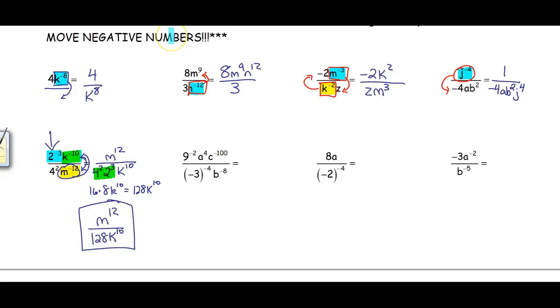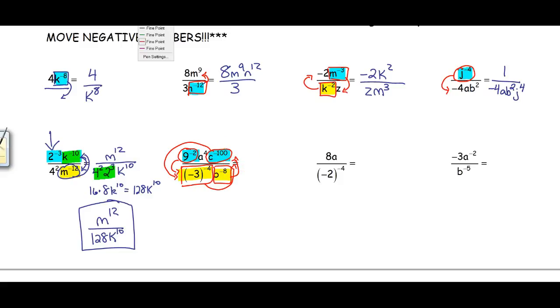All right, next up, 9 raised to the negative 2nd times a to the 4th times c to the negative 100th over negative 3 raised to the negative 4th and b raised to the negative 8th. So I'm going to go ahead and highlight all my negative exponents on the top as well as the bottom. So it looks like we're moving a few things here. 9 raised to the negative 2nd and c raised to the negative 100th are both moving to the bottom. And then we are moving negative 3 raised to the negative 4th and b to the negative 8th to the top.